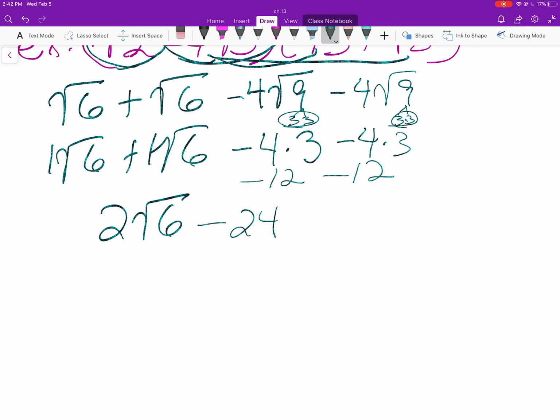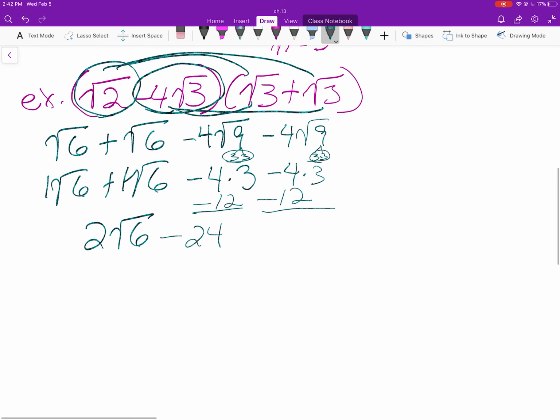That's minus 24. Now, I know y'all could do these. Like, you could put these together, but I know right now you're not understanding the 2 square root of 6. I just want to show you that one. You'll be doing that later on after you've added. Okay?